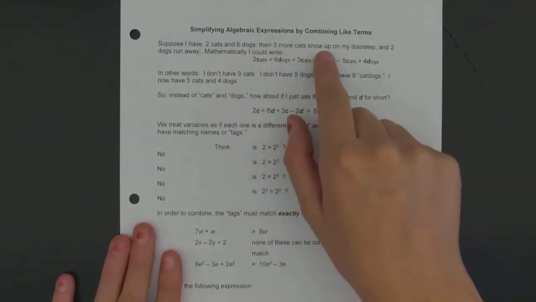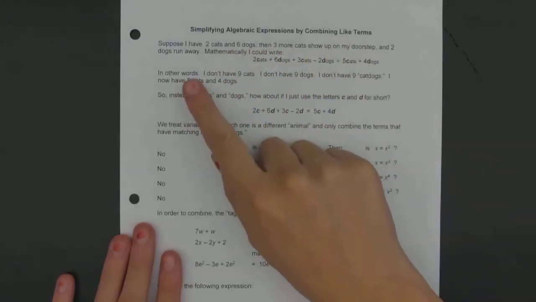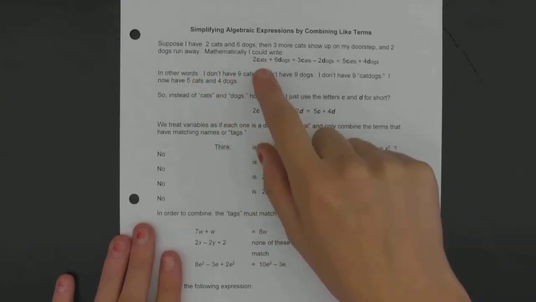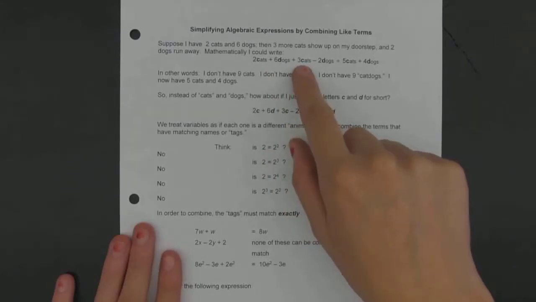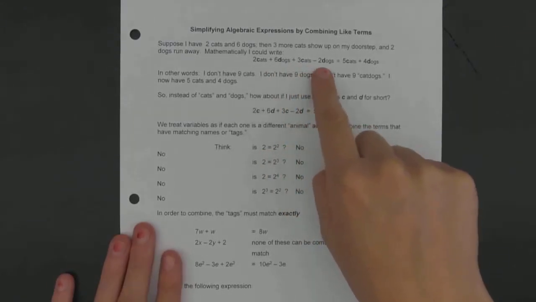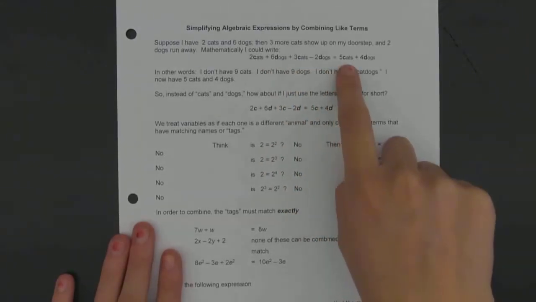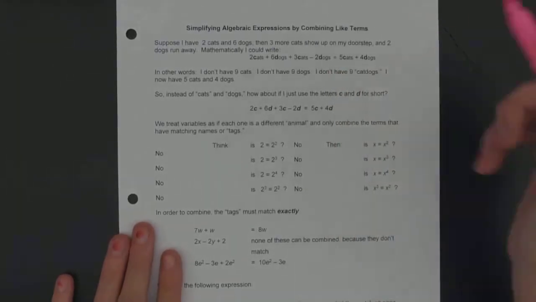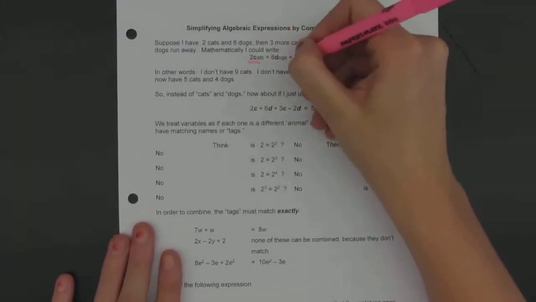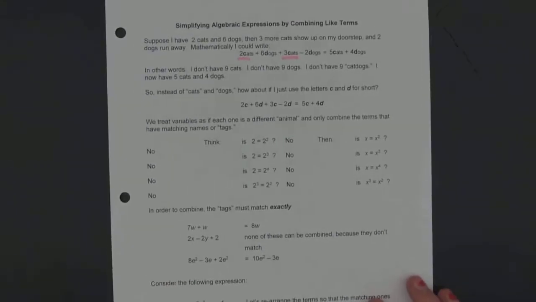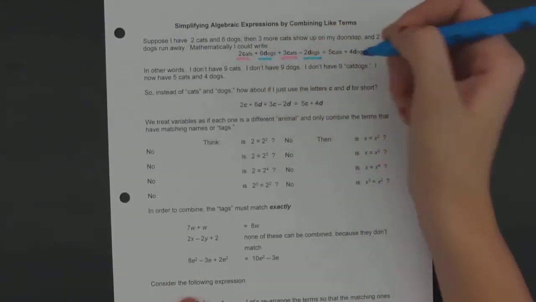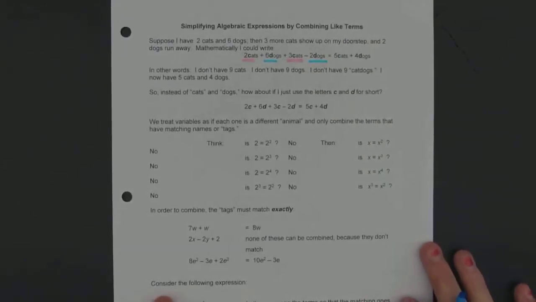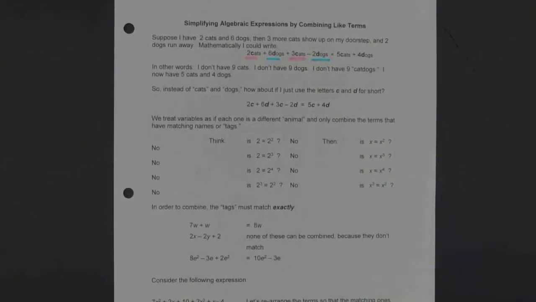Then 3 more cats show up on my doorstep and 2 dogs run away. Mathematically, I could write 2 cats plus 6 dogs plus 3 cats minus 2 dogs equals 5 cats and 4 dogs. And that's easy to see, right? We are combining the cats and then we're combining the dogs. We don't put them together because they're not the same thing. So that's the same in all algebraic expressions. We can only combine what is exactly the same.